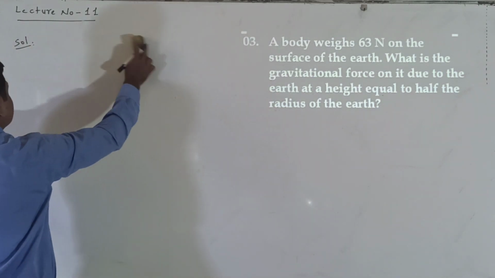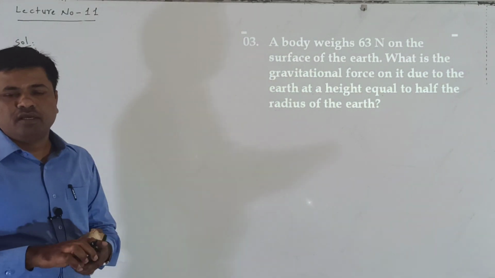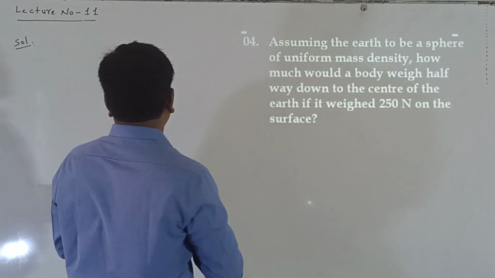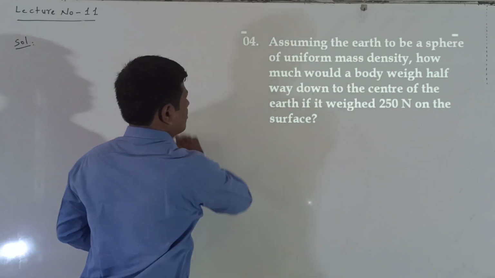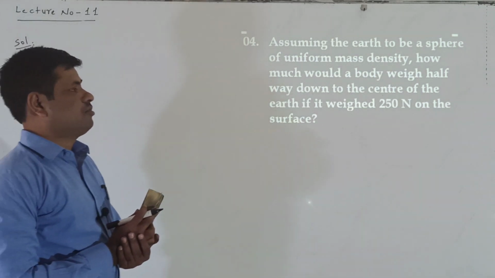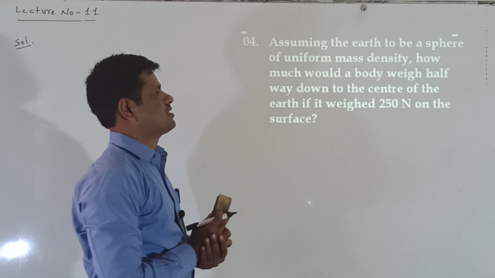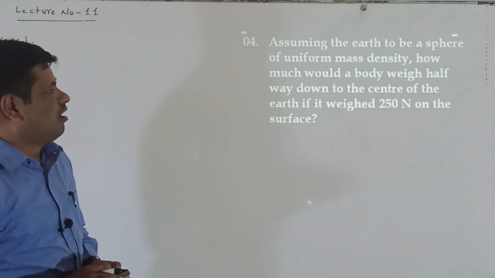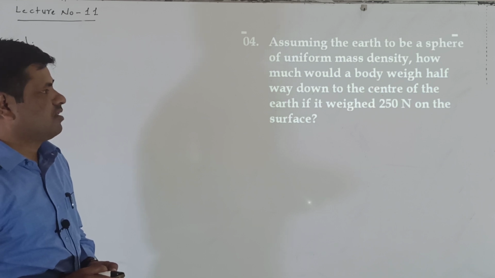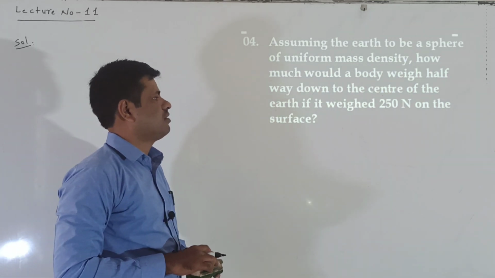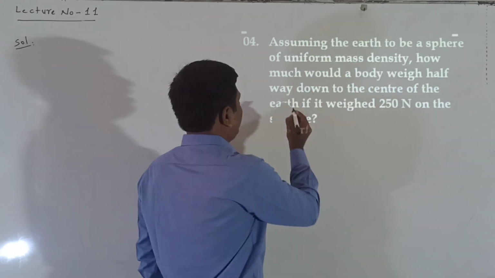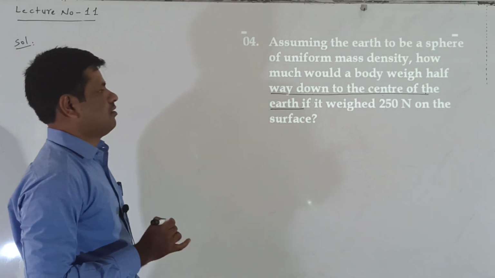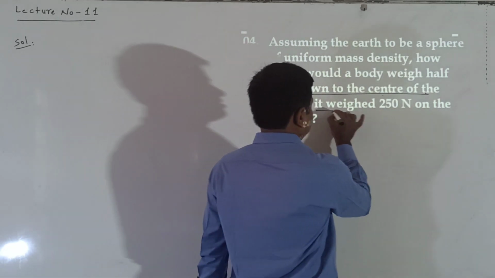Next we will discuss the fourth numerical. Assuming the earth to be a sphere of uniform mass density, how much would a body weigh halfway down to the center of the earth if it weighs 250 newtons on the surface? Here halfway down to the center, and 250 newtons on the surface.